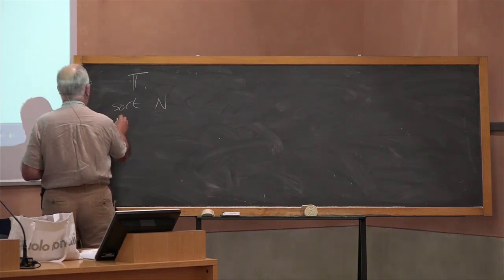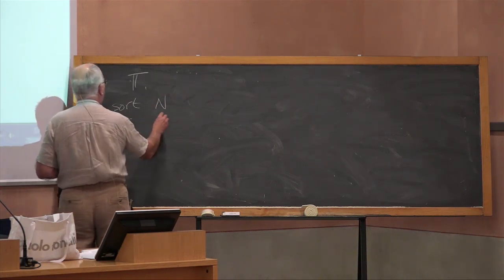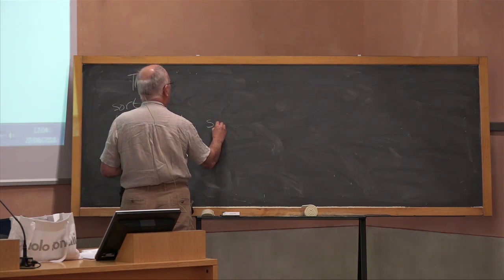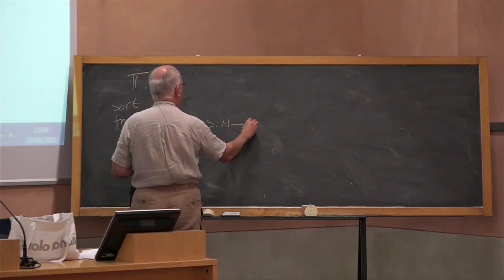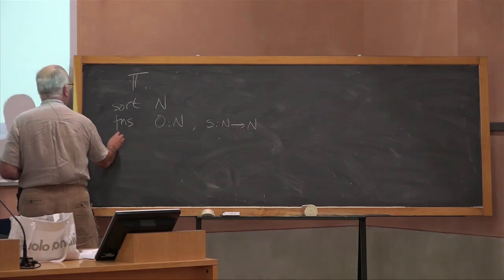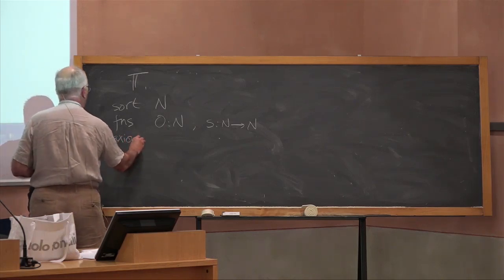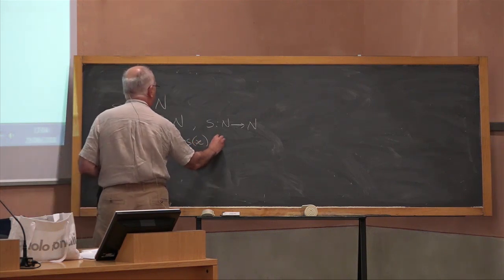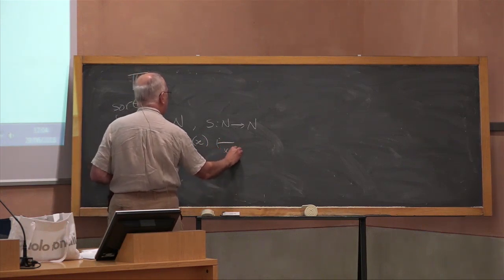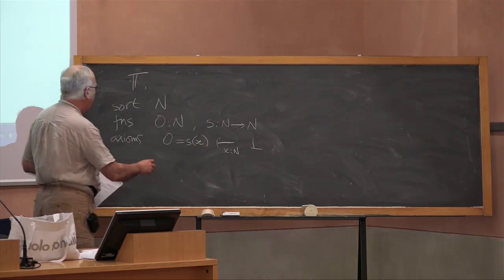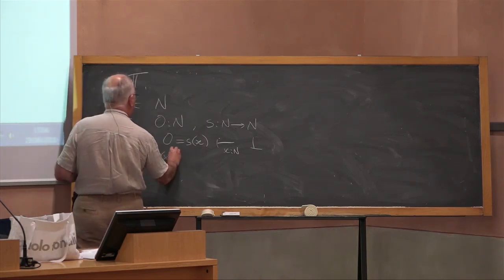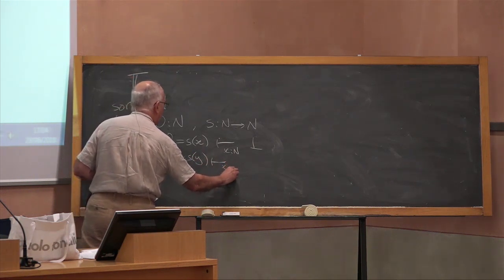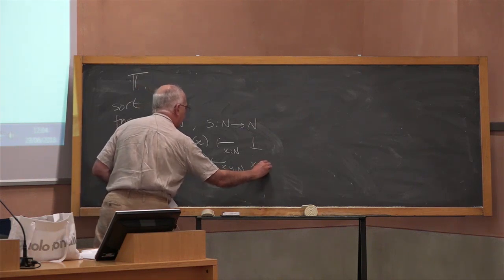And it's got two function symbols. One is actually a constant, so that's zero of type N, and the other is a unary operator, s, from N to N. And it's going to have axioms. The first one is that if zero equals s x, for any x of type N, then you have false. And the next one is that if s x equals s y, for any x, y of type N, then you have x equals y.